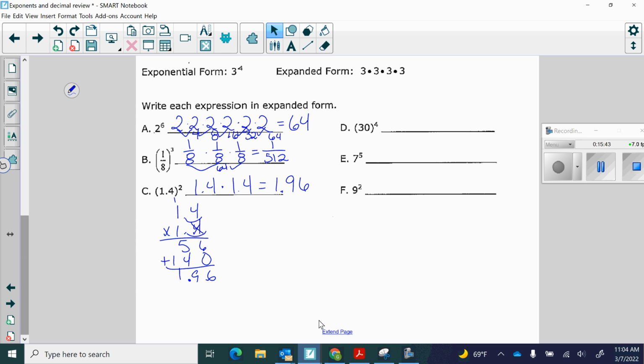30 with an exponent of 4 is what, Nora? Guys, this is just like multiplying by 3 each time and then adding a 0 each time. So 30 times 30 would be 900 because there are 2 zeros. Then that times 30 would be 27,000 because I added another 0. And then that times 30 would be 810,000 because I added another 0. So it is 810,000.